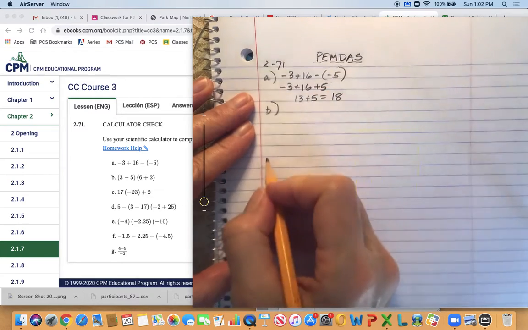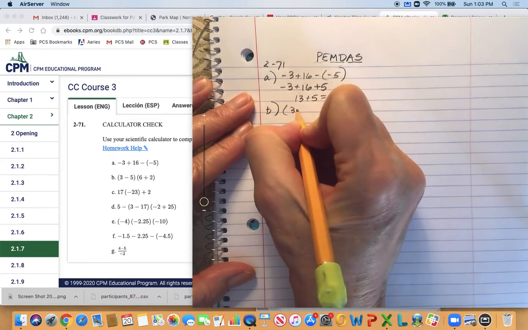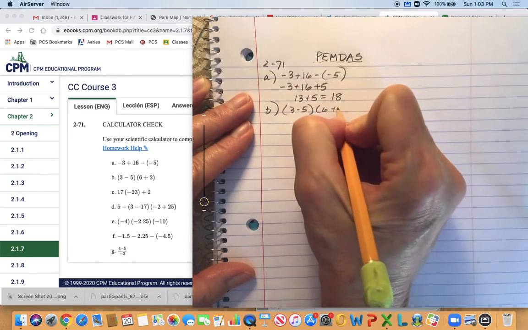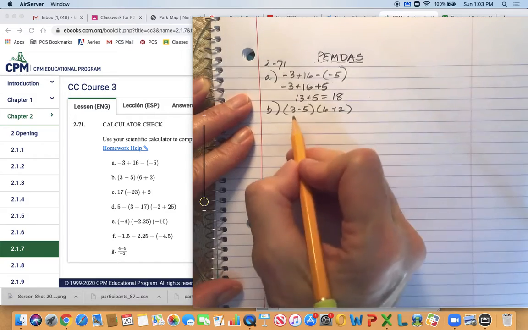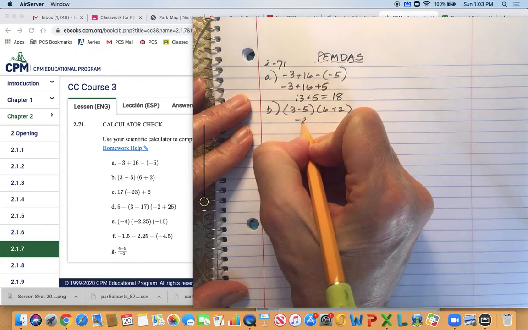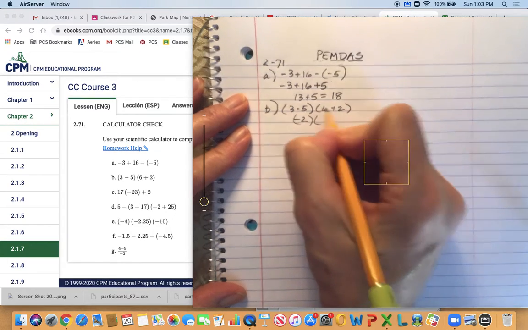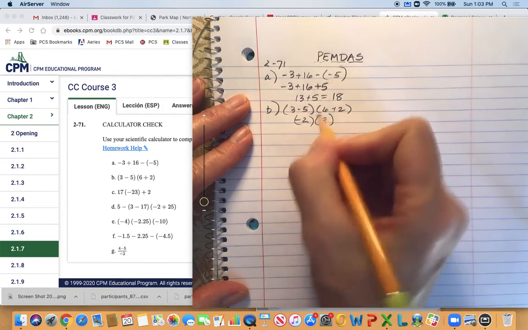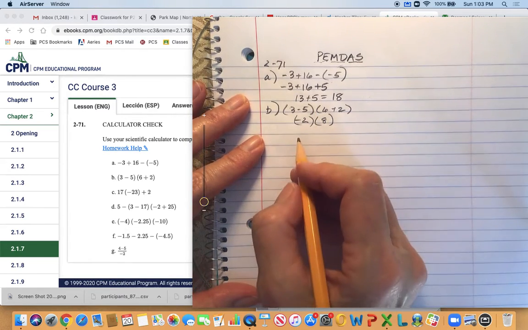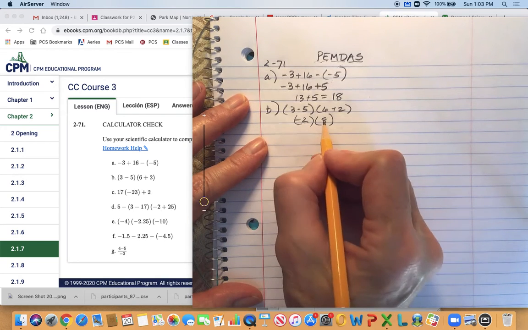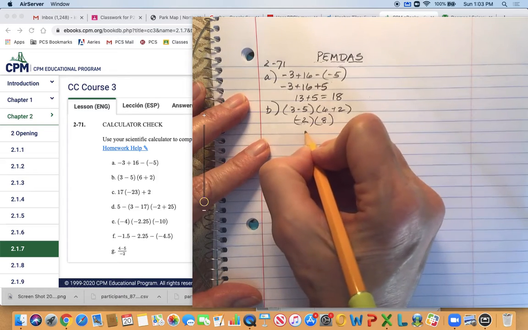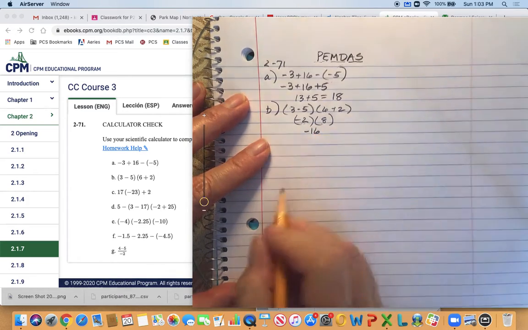B is 3 minus 5 in parentheses, and then 6 plus 2 in parentheses. So we're going to take care of what's in the parentheses first. 3 minus 5 is a -2, and then 6 plus 2 is 8. Because these are side by side with no operator, that means the operator is multiplication. A negative times a positive is a negative. And so 2 times 8 is 16, but it will be a -16.